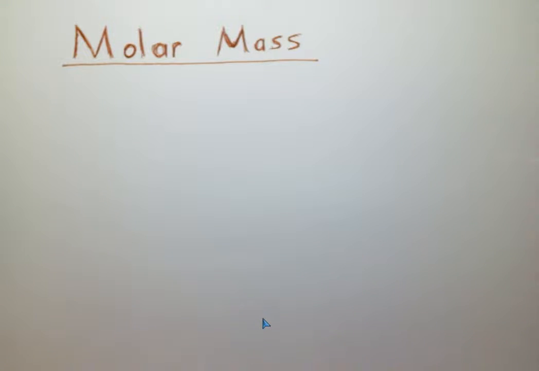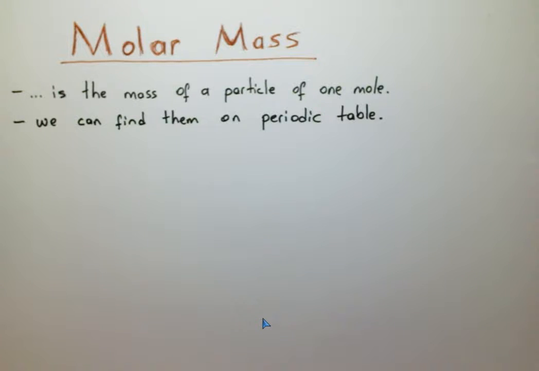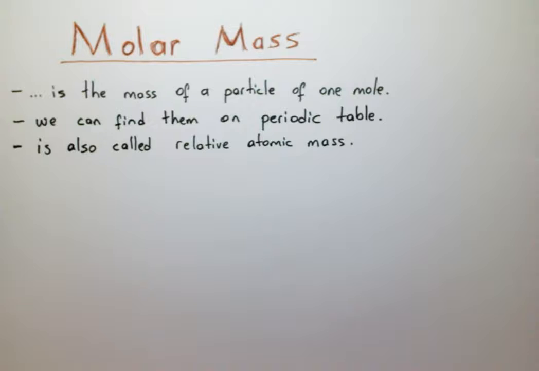Hello, in this video we will go on with molar mass and some mole calculations. Let's start with the definition. It is the mass of a particle of 1 mole, and we can find the molar masses of elements on the periodic table. It is also called relative atomic mass, and these masses are calculated relative to the carbon-12 atom.